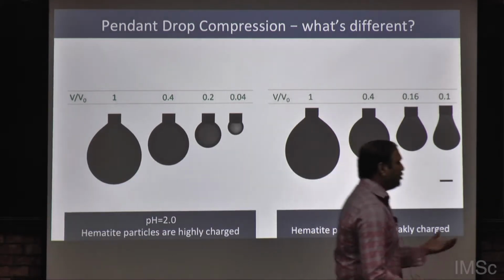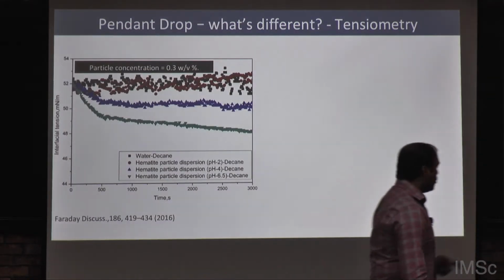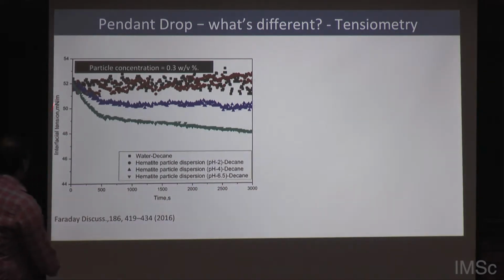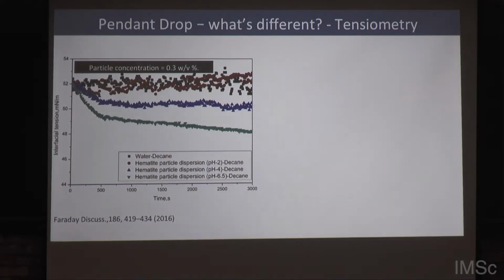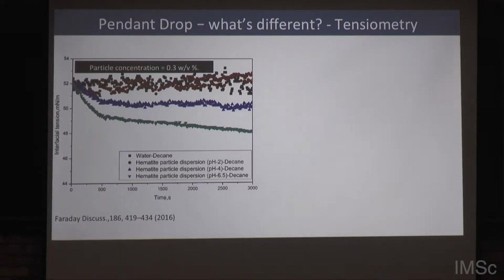You can do some quantitative measurements. What we have done is look at how the surface tension changes as a function of time for different cases. One is water and decane. This is a water droplet without any particles in contact with decane, and that's your black squares. As expected, the interfacial tension should not change, because I am measuring surface tension as a function of time for a droplet. So the interfacial tension remains constant. That means there is a pure interface, with nothing that is surface active.